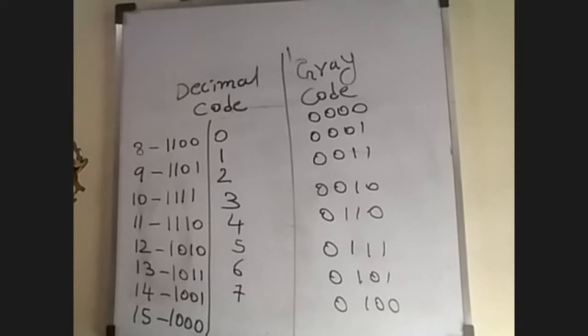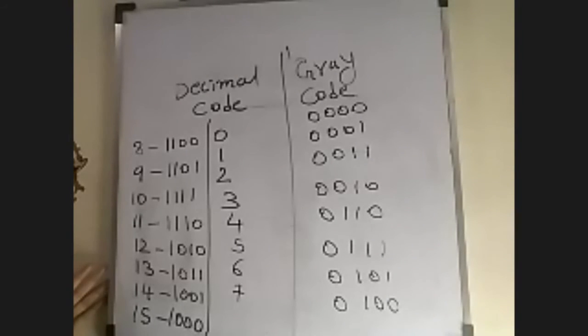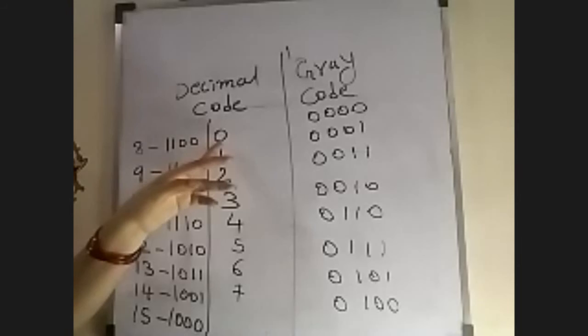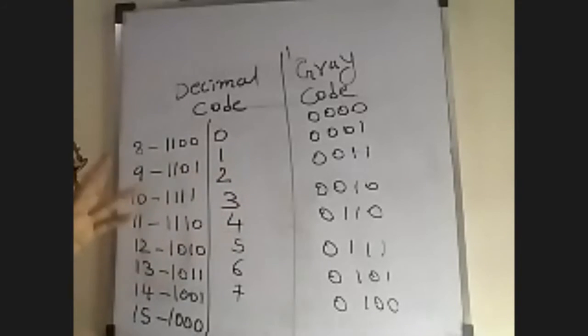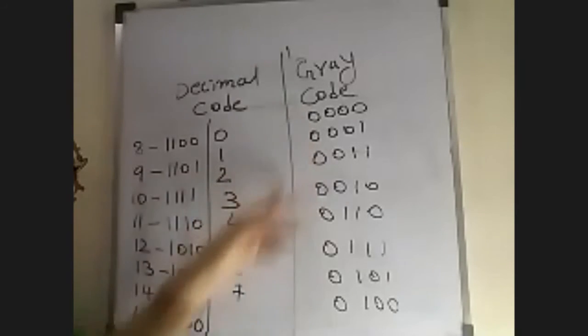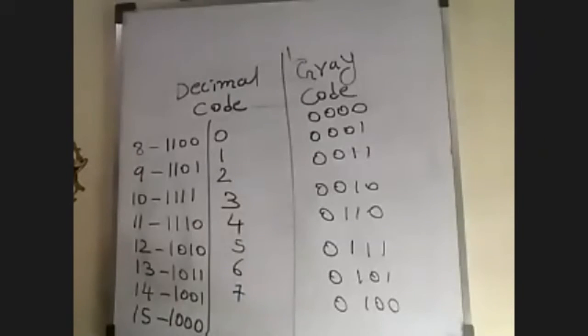So by this way, we will convert decimal to gray code conversion. Is it clear how you will convert the decimal to gray code conversion? First, you write the equivalent binary digit values, and later you apply the exclusive OR operator between those binary values. Then finally you will get the gray code representation values.